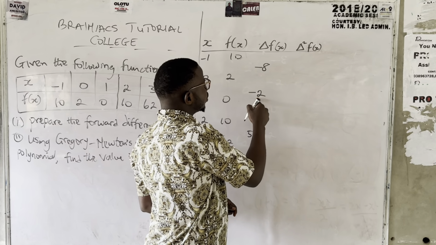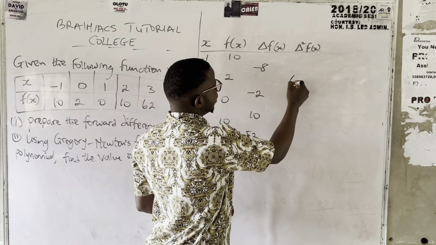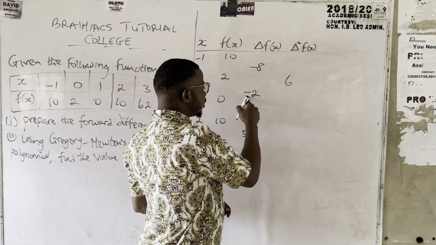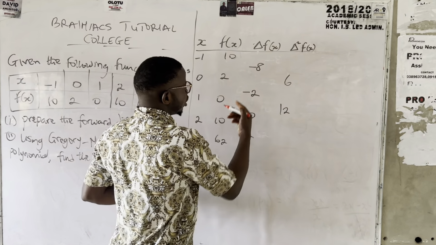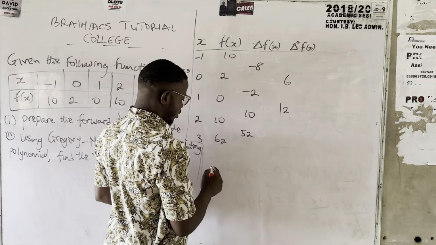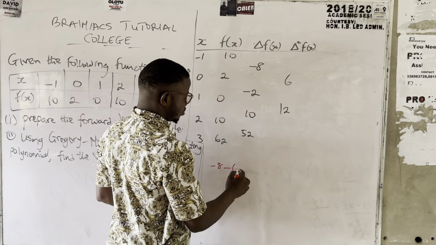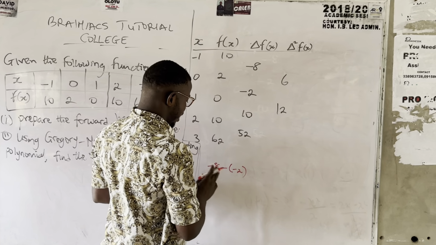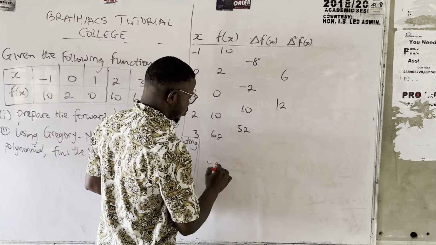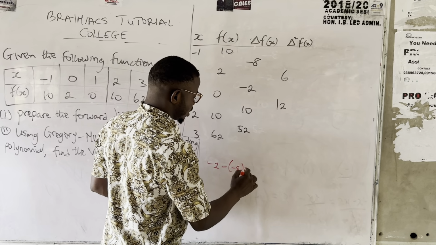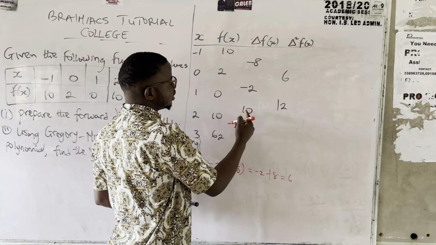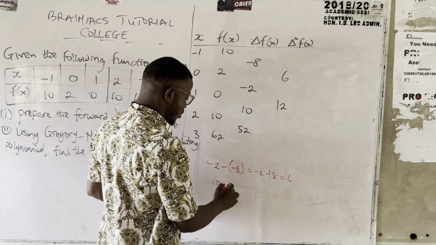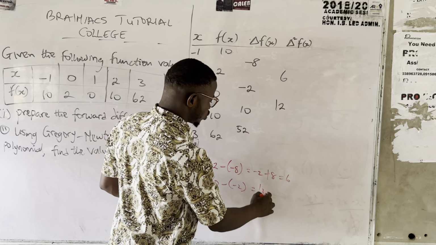That will be -2 minus -8. That will give us 6. Then 10 minus -2. That will give us 12. Oh, sorry, the first one is -2 minus -8. That will give us -2 plus 8, which is 6. And the next one is 10 minus -2, that will give us 12.